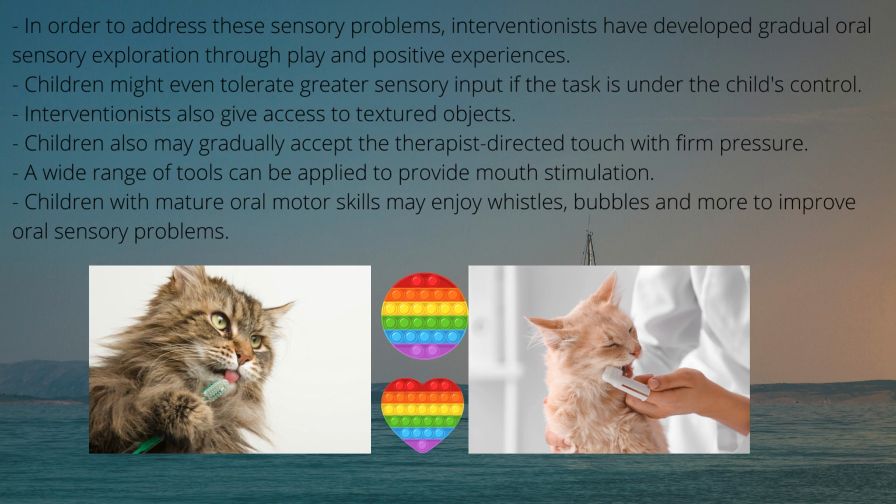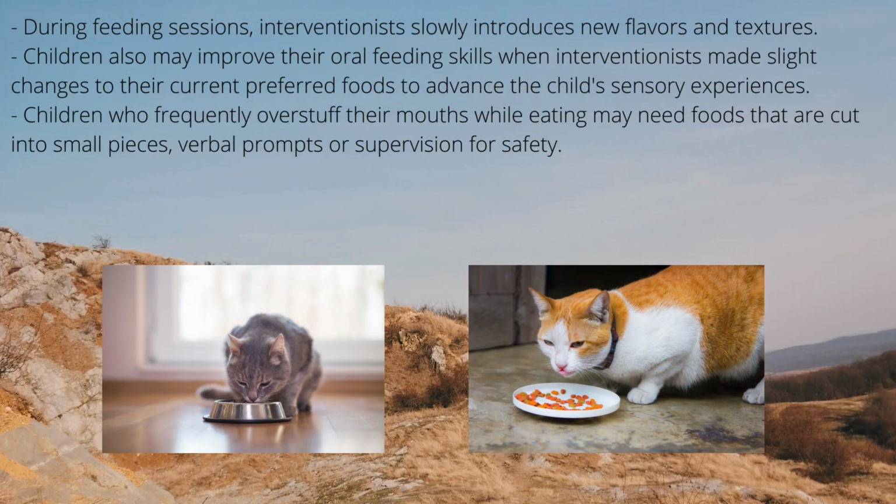Children may also gradually accept therapist-directed touch with firm pressure, first applied on the body, which includes arms and shoulders, before moving to touch near the face. A wide range of tools can be applied to provide mouth stimulation, which involves a glove finger, a warm cloth, washcloth, and a tiny child toothbrush, and more. Children with mature oral motor skills may enjoy whistles, bubbles, and more to improve oral sensory problems.